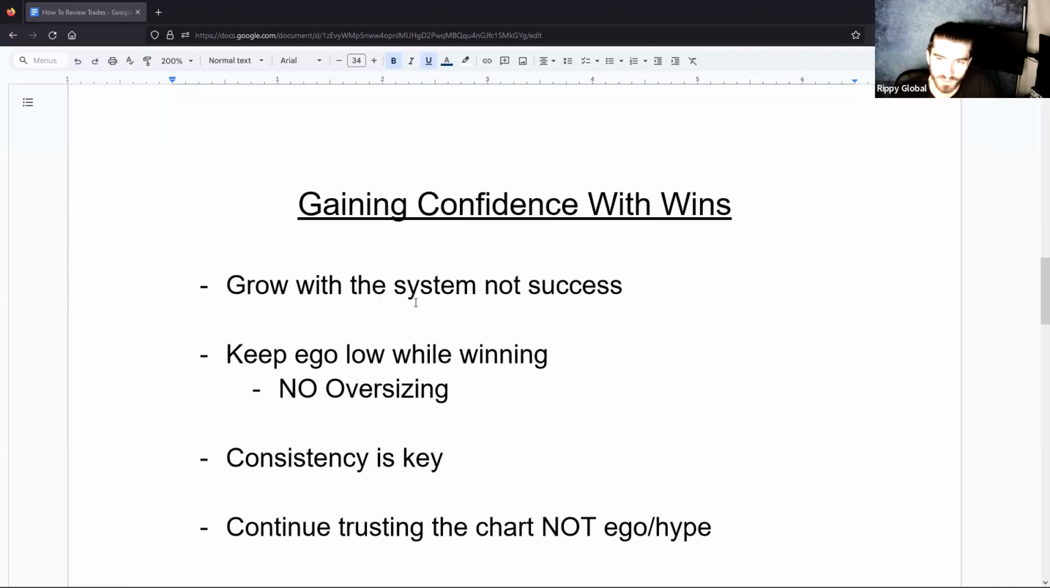So as you grow with the system, it's not the success you always want to worry about, because at any point the system may not work, but that's still a success if you manage that risk. So you can't just focus on success being I made money or I finished green. If you had a system that had a specific loss amount and you followed that perfectly, that is a successful trade because you played the system that you had in play.